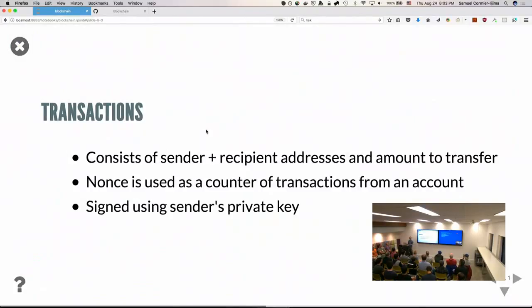So on top of that, we're going to build a transaction. A transaction is a sender, the person who's sending it, and the person who's receiving it. Both of those are addresses. And then the amount you want to transfer. We'll just use an integer for this. And then we also have a nonce, which is basically just a counter of how many transactions have been made from that account, and that's to prevent somebody from replaying a transaction. We're going to sign this transaction using the private key of the sender. So this ensures that only the person who has that private key can actually do the sending.